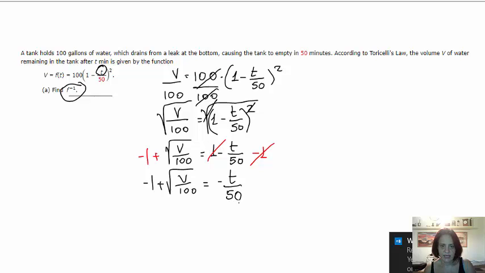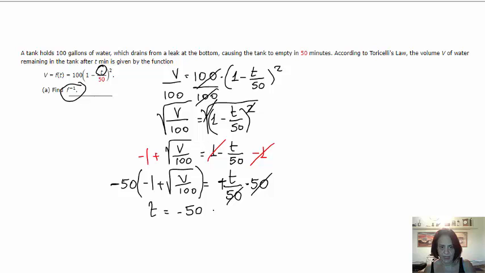The next step will be to multiply both sides by 50 in order to get rid of the 50 in the denominator. Of course, I need to put the parentheses here. Don't forget the parentheses so you can distribute the 50. Simplify the 50s and you have 50 times this parenthesis equals negative t. Now I want t, I don't want negative t. So if I multiply both sides by a negative sign, then I make this into t. So I have t equals negative 50 times (negative 1 plus the square root of v over 100).